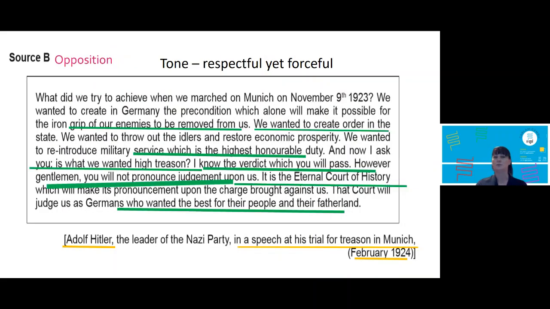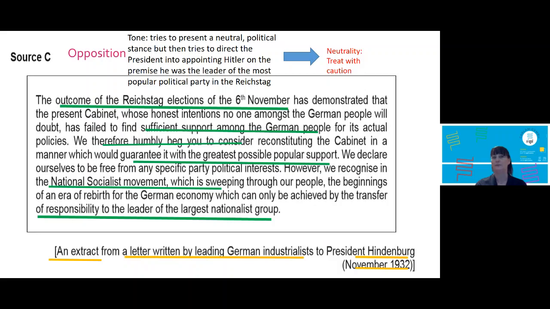With regards to source B, this is the speech. Obviously, Hitler is doing it in front of the trial, so he's got his judge and other important people there. So the tone is respectful, yet is quite forceful in what he has to say. He's putting his point of view across respectfully.